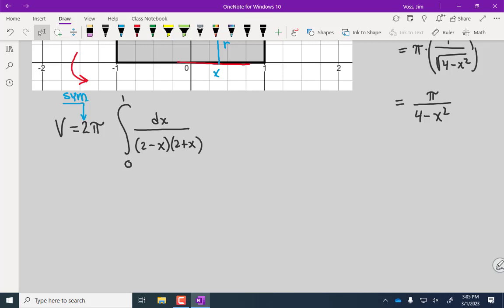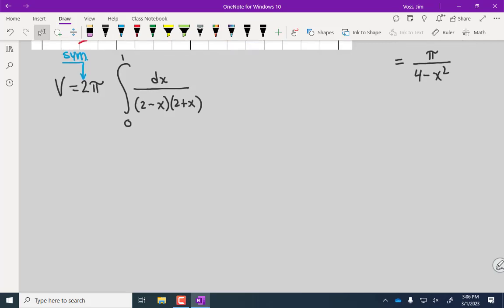If you wanted to write it in descending order, you could write it as negative x squared plus 4. You could factor out the negative 1 then, and you'd have x squared minus 4 with a minus on the outside. But we'll do it in this slightly different way. So we're going to take our integrand, and we're going to write it as A divided by 2 minus x, plus B divided by 2 plus x. So that'll be our PFD.